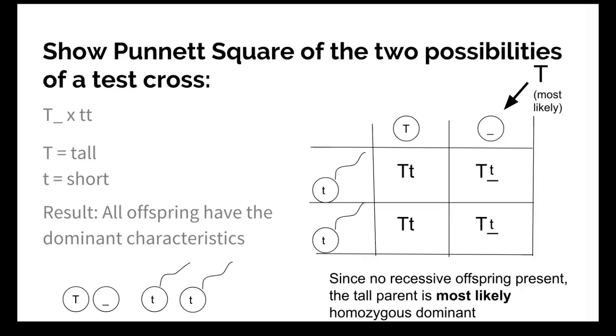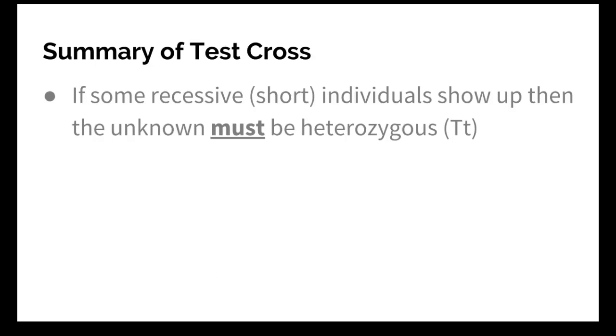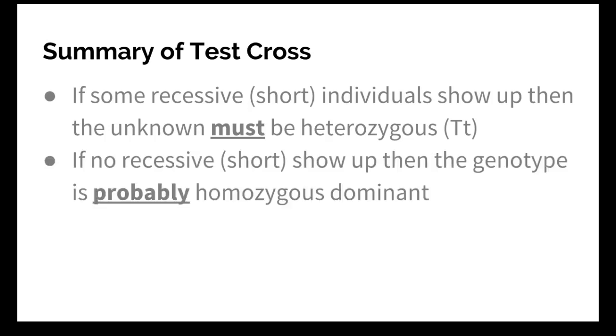Okay, so we can't say 100% sure, but we can say most likely if we're getting these results and we don't see any short individuals showing up, it's probably going to be homozygous dominant, but we can't say for sure. So just to summarize those two crosses, the first one we had some recessive individuals showing up, so the parent had to be heterozygous. If all of our individuals show up as the dominant trait, so no recessive, it's probably homozygous dominant, but we can't say 100% sure, because again, it's always a probability.